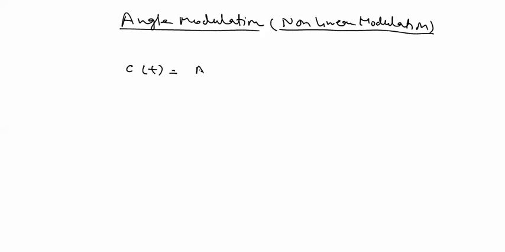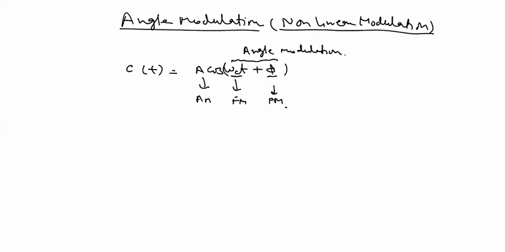Carrier c(t) equals A cos(omega c t plus phi), with some frequency and phase. If we vary the amplitude component, it is amplitude modulation; if we vary the frequency component, it is frequency modulation; and if we vary the phase, it is phase modulation. Combined, this is known as angle modulation. Any of these two components varying according to the amplitude of the message signal is angle modulation.